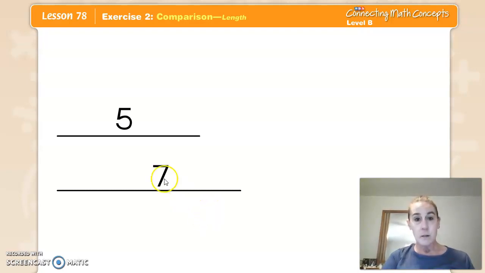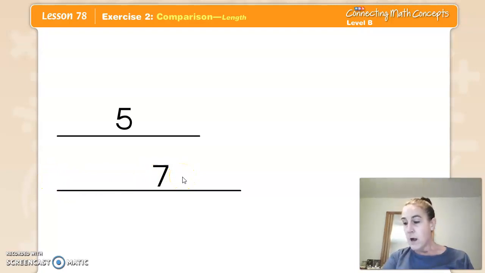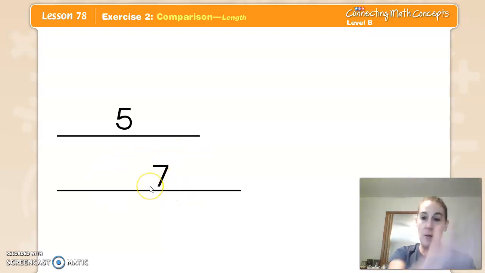Okay, we compared lines in our last lesson, and we're doing the same thing here today. So I have a line that says 5 inches, and this one is 7 inches. I want to know how much longer is this bottom line. So remember, when I say how much longer, we're looking for the difference. It's comparing.